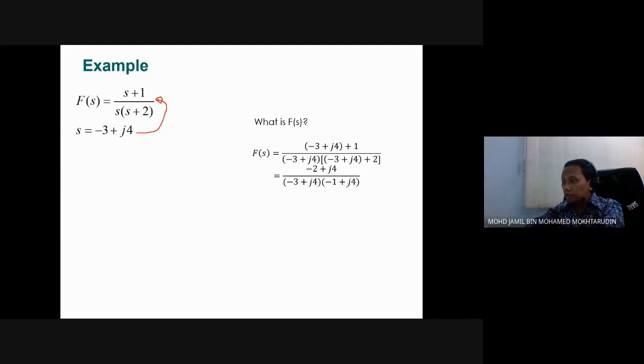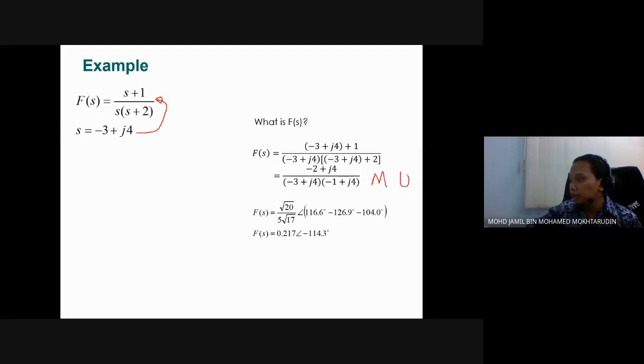And then after that, you separately calculate the value of m and theta for each of the pole and zero of the transfer function. So first we look at this complex number. For this complex number, you calculate the m. So m equals square root of 2 squared plus 4 squared. So you get square root 20. Okay, so it's here, square root 20.